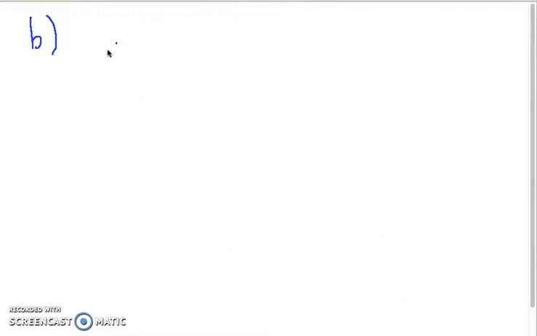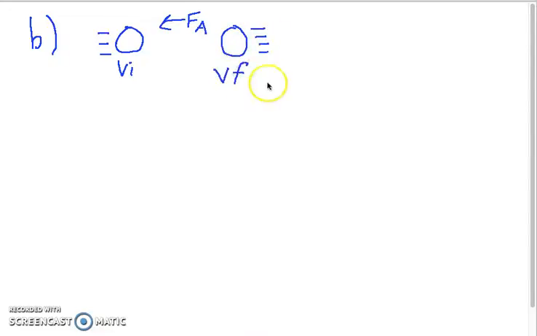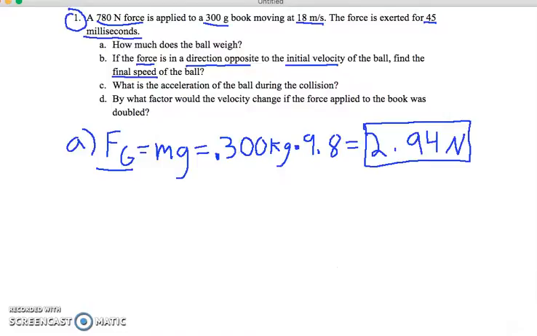So it might be helpful to draw what's happening. In this one we have the ball, it's going one direction with some initial velocity. I'm just assuming it's going to the right. I guess it could go to the left, technically. And then there's some force being applied to it, just an applied force. And then what's happening is it ends up going the other way by the end. So it has a final velocity in the opposite direction. So it's asking us to figure out the final speed of this.